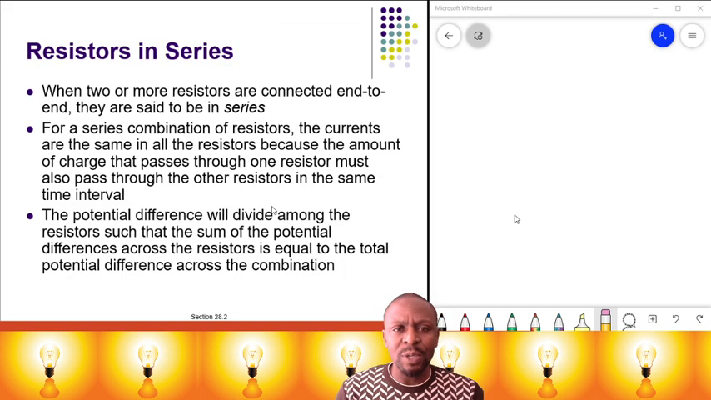Now let us also talk about resistors in series. When two or more resistors are connected end to end, they are said to be in series. For a series combination of resistors, the current is the same in all resistors, because the amount of charge that passes through one resistor must also pass through the other resistors in the same time interval. The potential difference will divide among the resistors such that the sum of the potential differences across the resistors is equal to the total potential difference across the combination.